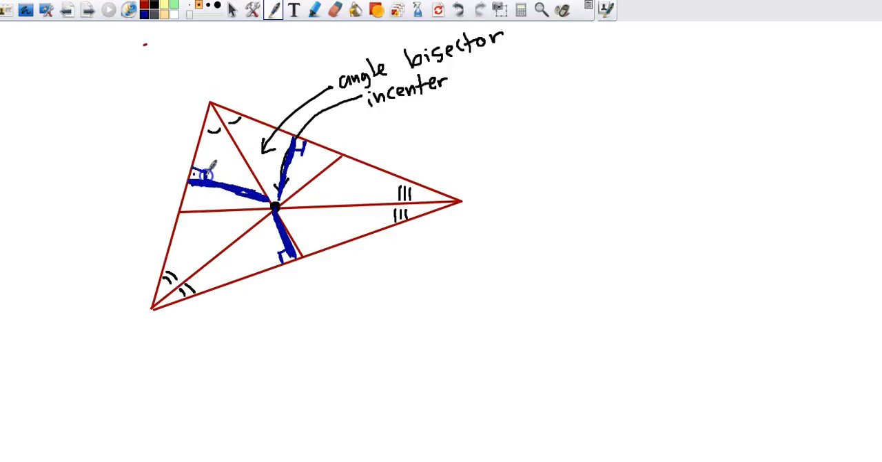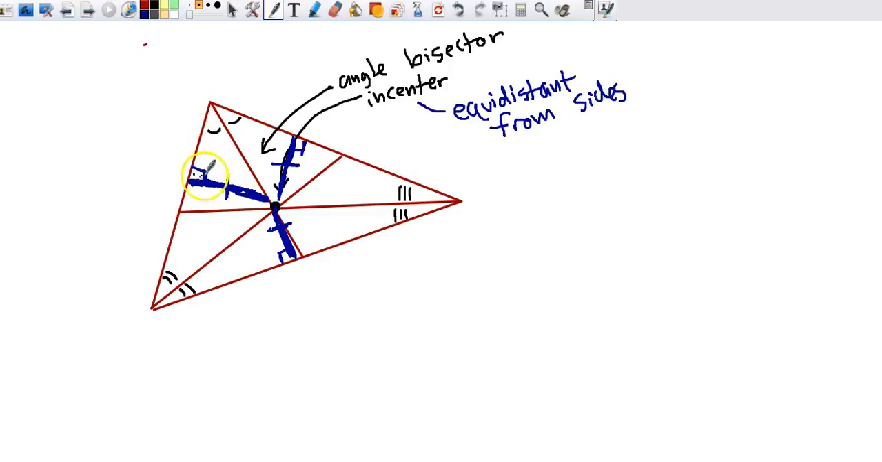Now, in my opinion, these are the hardest ones to draw. So I didn't get it right on the mark, but all three of these are the same. And so this point is equidistant. We call that equidistant from the sides of the triangle.